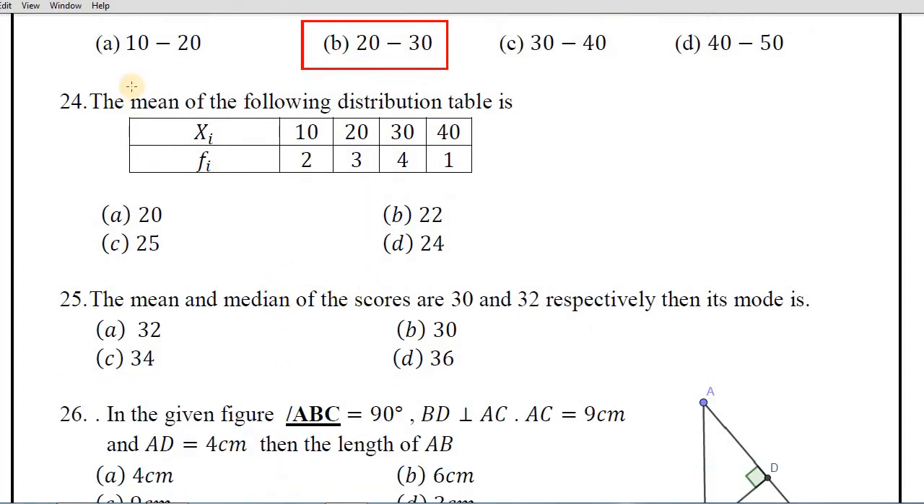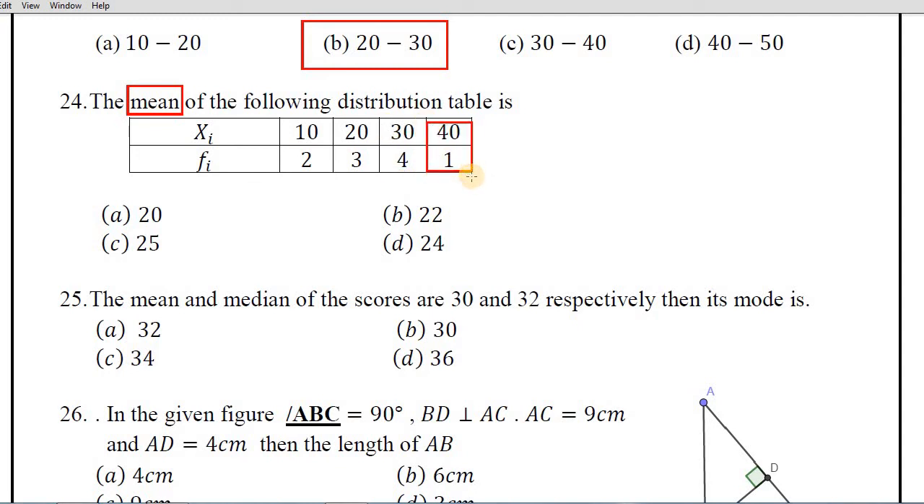24th, the mean of the following distribution table is. See here, what they have done is, they have only given the X column: 10, 20, 30, 40. And F they have only given: 2, 3, 4, 1. So X they have given, F they have given, you find Fx. Fx means you want to multiply these two, children. So 10 2s are 20, 20 3s are 60, 30 4s are 120, 40 1s are 40.